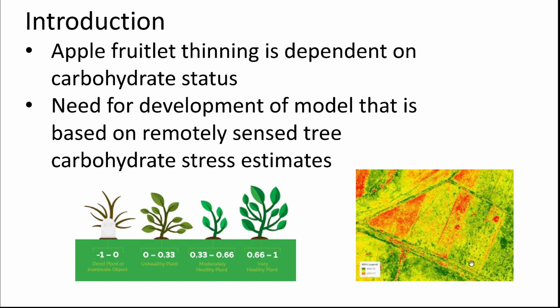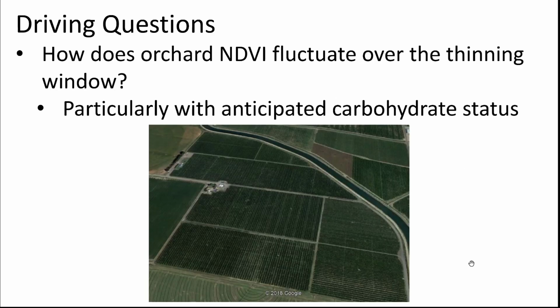Normalized difference vegetation index is the difference between near-infrared light and red light that is reflected by the plants. So healthy tissues will absorb more red light and reflect more infrared light. So they'll have an NDVI closer to 1, and that will decrease as plants become more stressed, and anything that's less than 0 is unhealthy tissue.